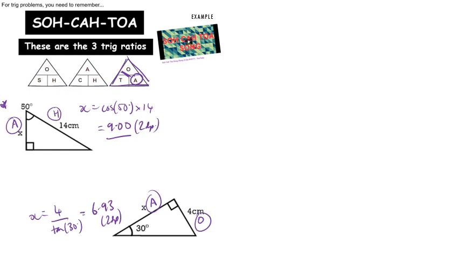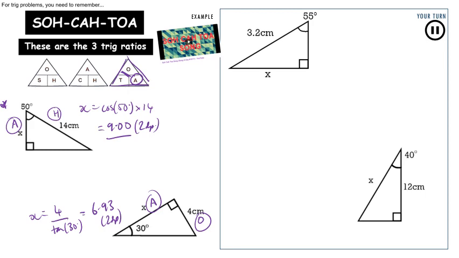Two questions here for you to try. Pause the video, have a go, and then come and check the answers. So here we've got the opposite and the hypotenuse. So we need to use sine for this. And our trig ratio tells us that the opposite is equal to sine of our angle, remembering to close the bracket on your calculator, multiplied by the hypotenuse. That comes to 2.62.